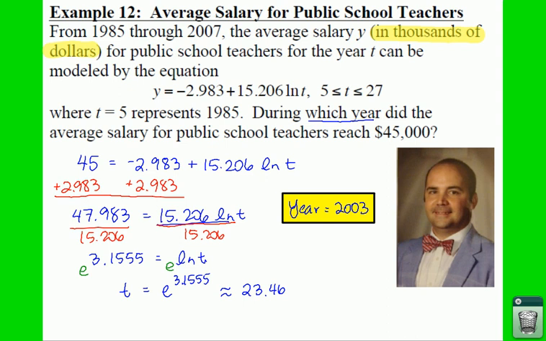So that's how you solve a real life problem. Just make sure that you are answering the question. You don't put your T value.